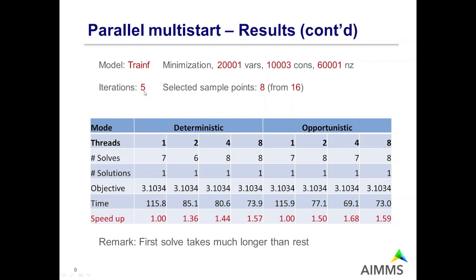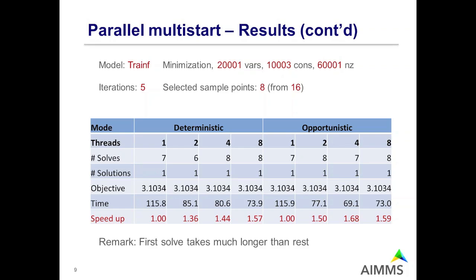This time we chose 5 iterations with 8 sample points, so at most 40 solves. But in this case, we see that the amount of actual solves performed is much less. It's less than 10, between 6 and 8, even though all the solves apparently led to the same solution. So in this example, you see that the clustering has an effect.